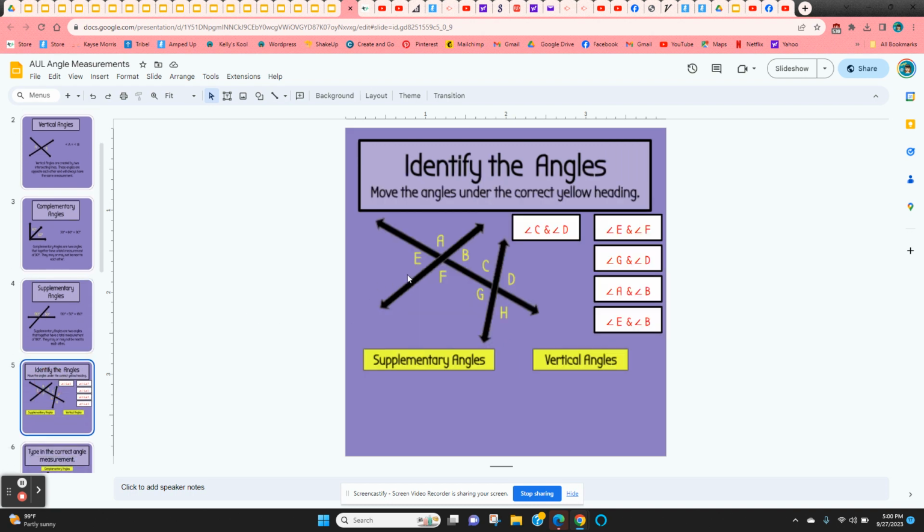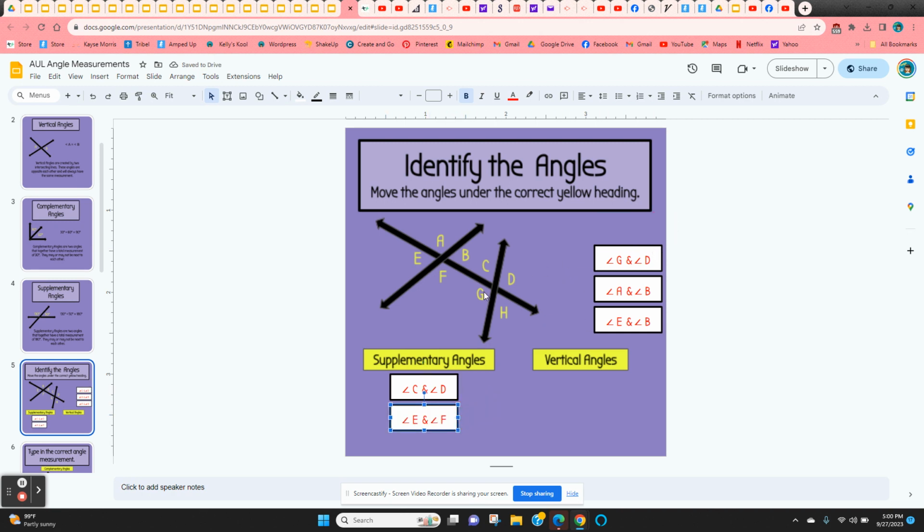And then students are going to drag and drop these angle pairs under the correct column, supplementary or vertical. Students just click and hold on the edge. So C and D would be supplementary, so they just click and hold and move that under the column as supplementary. E and F are also supplementary.